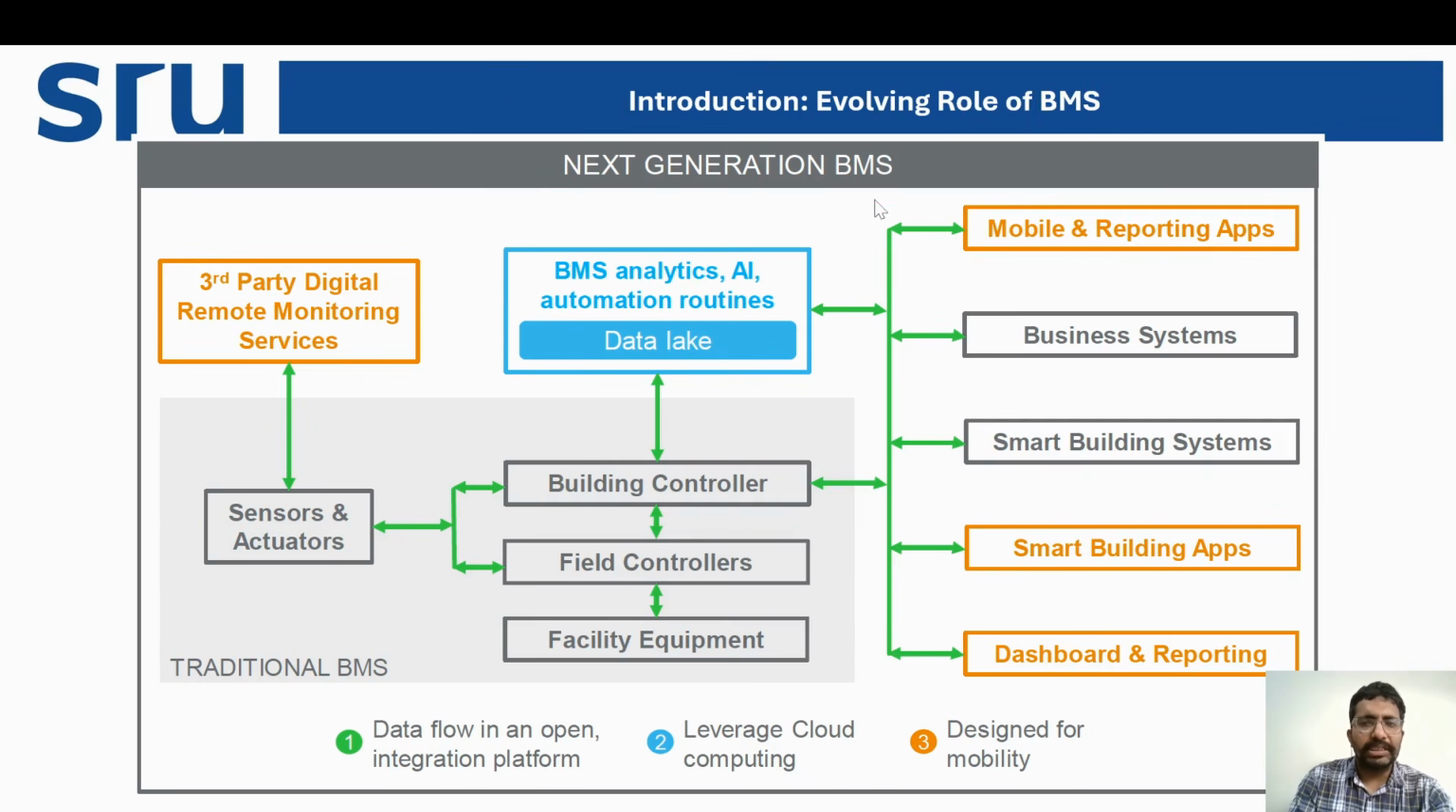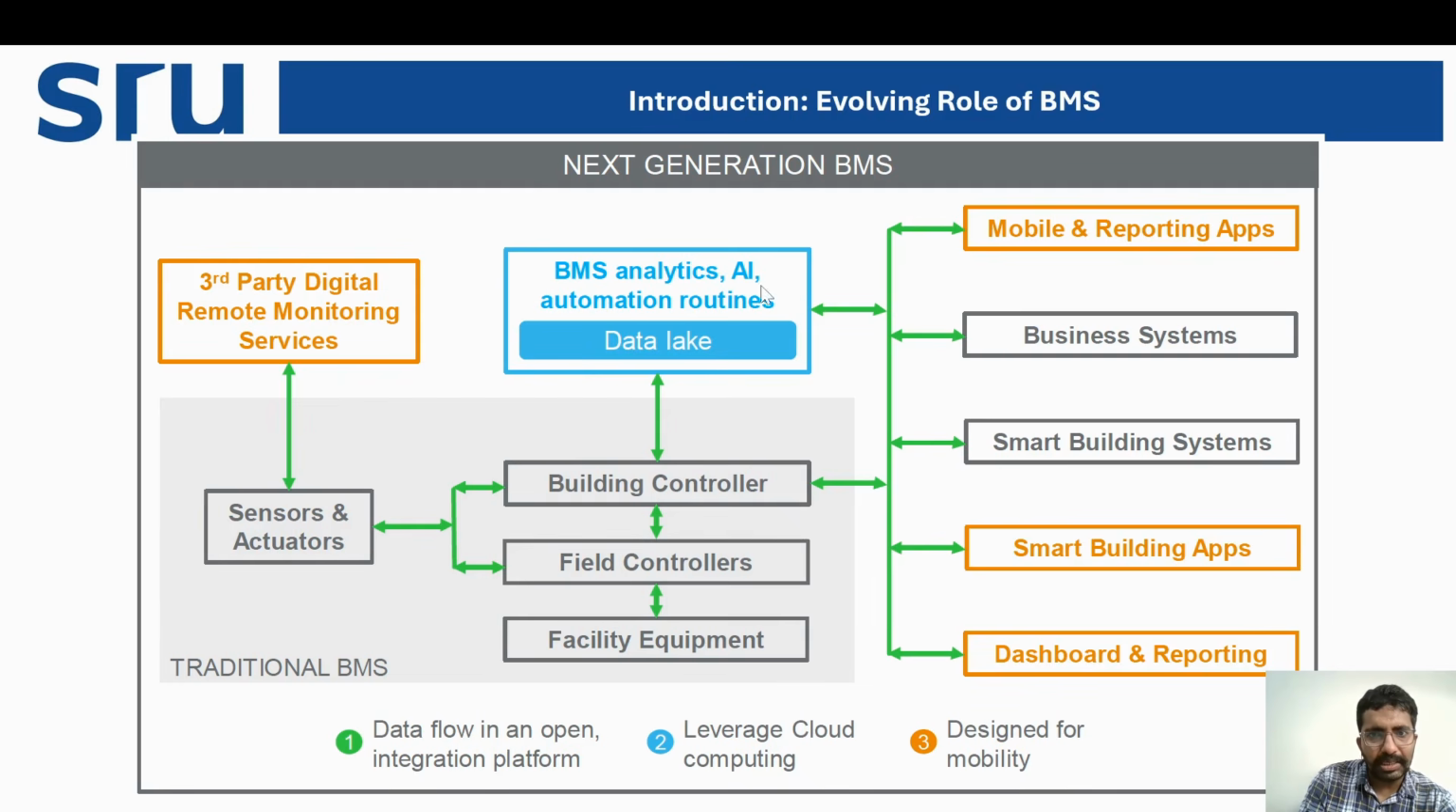So coming to the next generation BMS. What we are expecting from the present or traditional BMS and where we have scope for improvement. Third party digital remote monitoring service companies are developing sensors and monitoring the data, like building controllers, field controllers, facility equipment. Here data flow is through open integrated platforms. This is all about the traditional one. It was working like this.